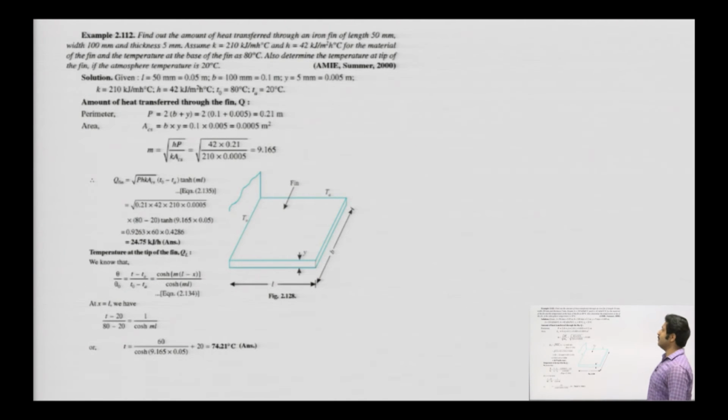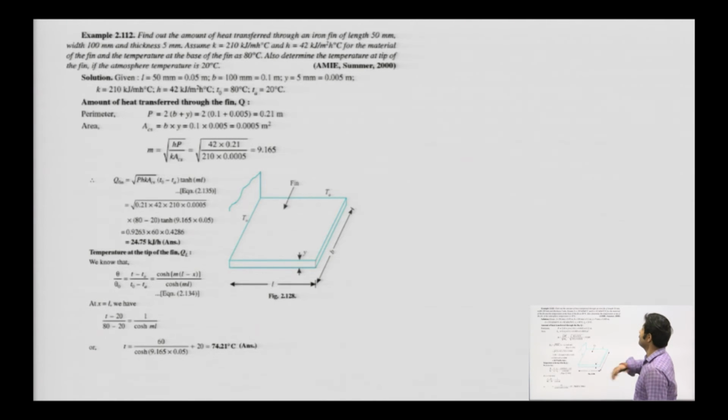So now the next numerical. Find out the amount of heat transferred through an iron fin of length 50 mm, width 100 mm and thickness 5 mm. Assume K is this much, H this much for the material of the fin, and the temperature at the base of the fin as 80 degrees Celsius. Also determine the temperature at the tip of the fin if the atmosphere temperature is 20 degrees Celsius, right?